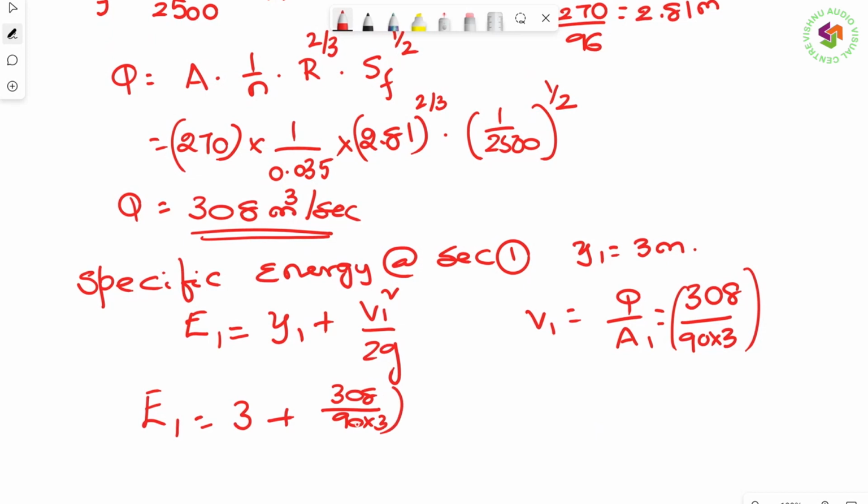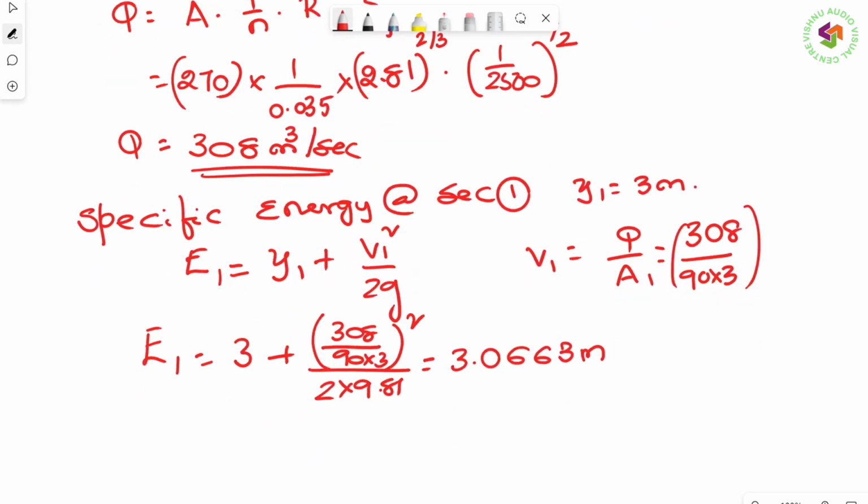So now E1 is equal to 3 plus (308 by 90 into 3) whole square by 2 into 9.81. If I calculate this, it is 3.0663 meters. Over.